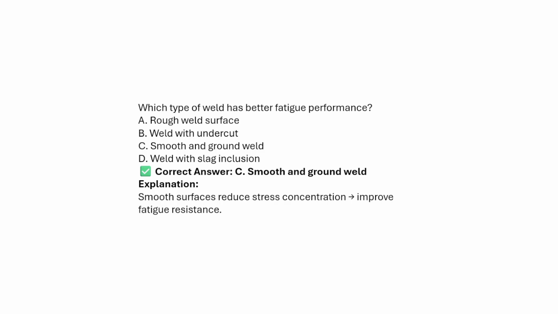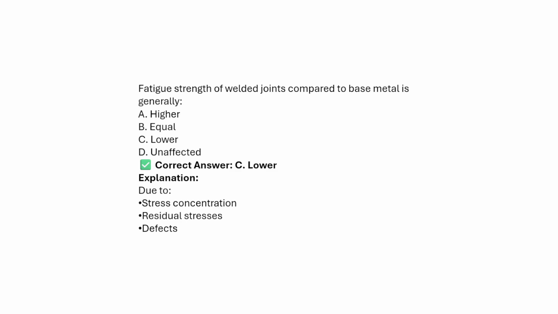Which type of weld has the better fatigue performance? Rough weld surface, weld with undercut, smooth and ground weld, weld with slag inclusion. So the answer will be C. It is the smooth and ground weld. Smooth surfaces reduce the stress concentration and improve the fatigue resistance.